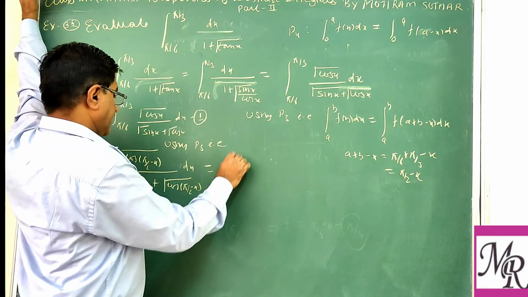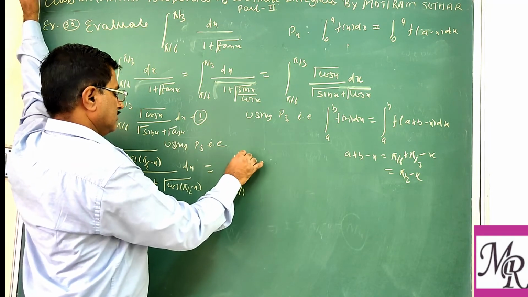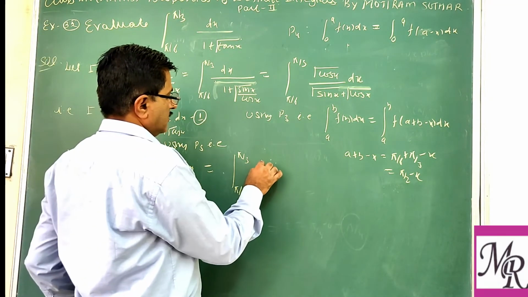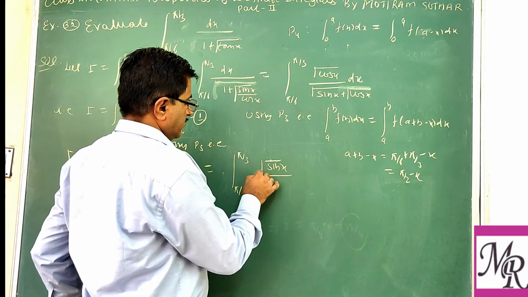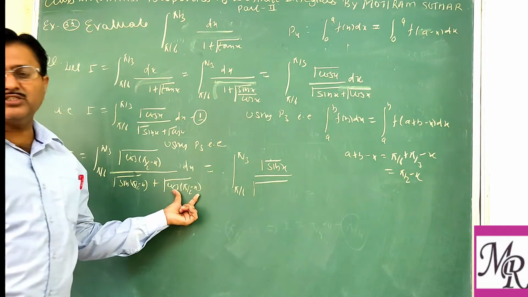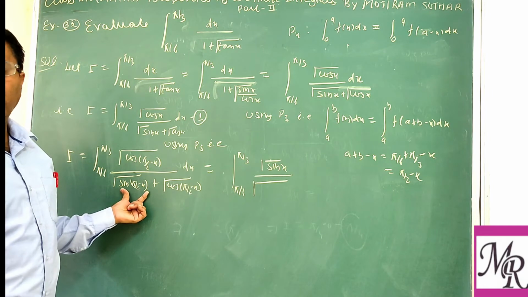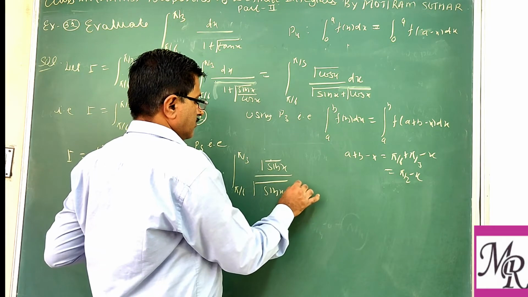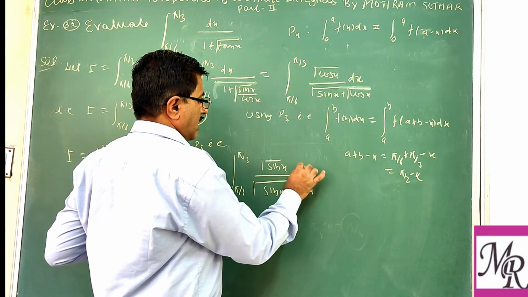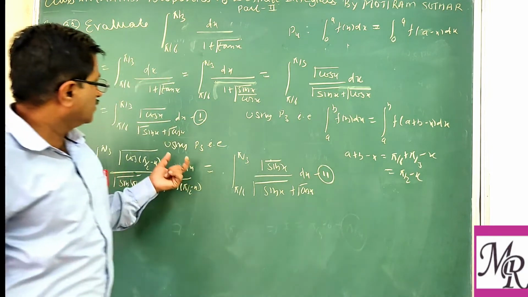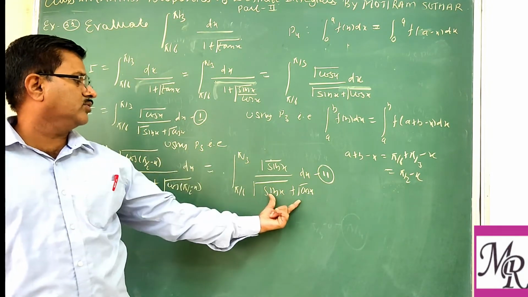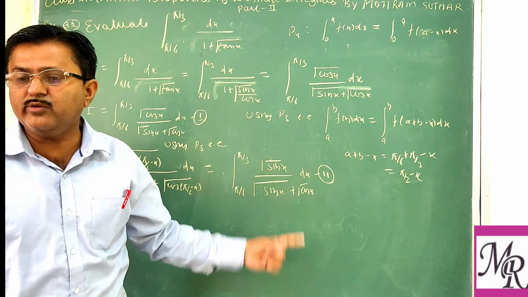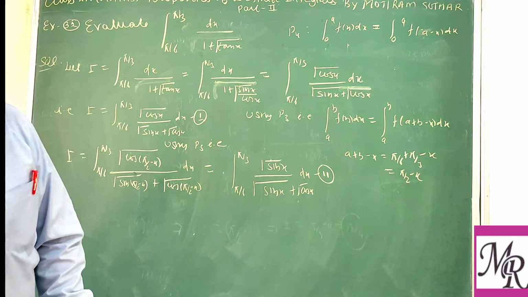Now you can use the trigonometry. Cos of pi by 2 minus x is sin x. So in the numerator we have root sin x. In the denominator again, root of cos pi by 2 minus x is root sin x, and root of sin pi by 2 minus x is root cos x. So the denominators of 1 and 2 are the same. That's why we add. Whenever you find the denominators of 1 and 2 are the same, then the numerators can be directly added. So the integral will be converted into a very simple form.